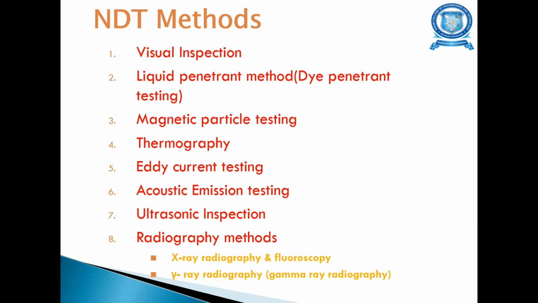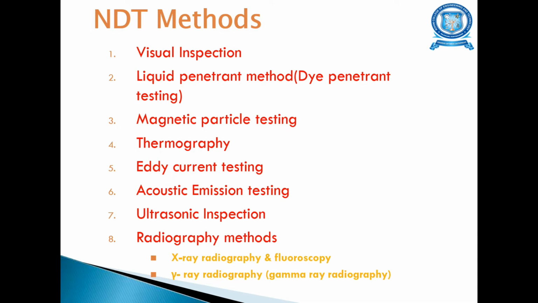So the first one is the visual inspection, and the second one is the liquid penetrant method or the dye penetrant testing. And the third one is the magnetic particle testing, and fourth is the thermography testing, fifth is the eddy current testing, sixth one is the acoustic emission testing, and seventh one is the ultrasonic inspection, and eighth one is the radiography methods.